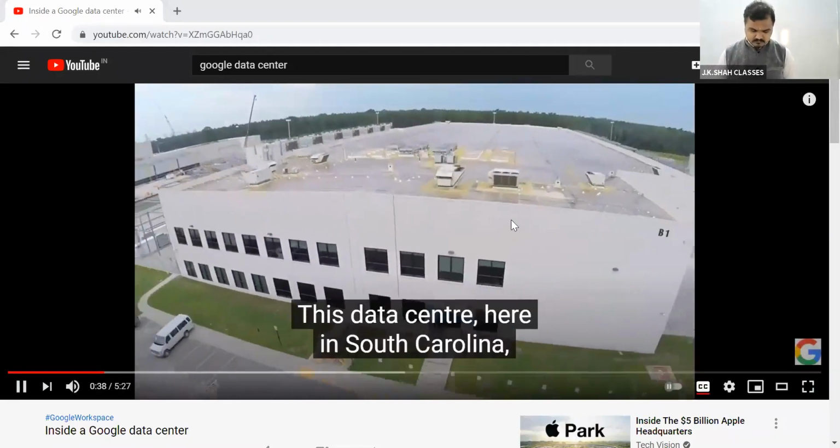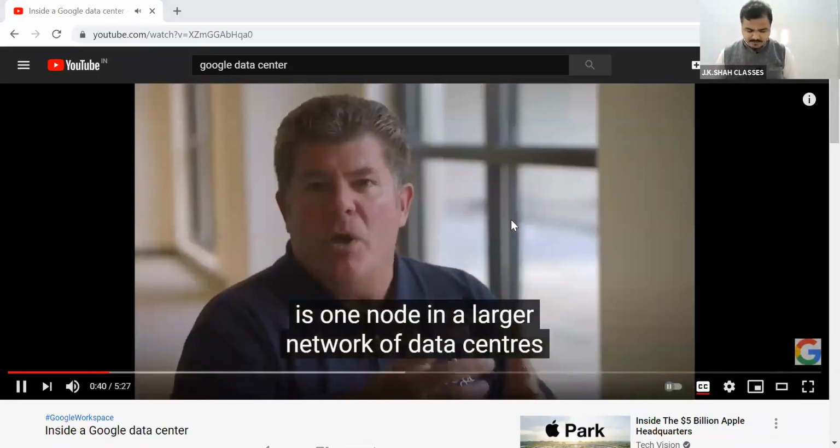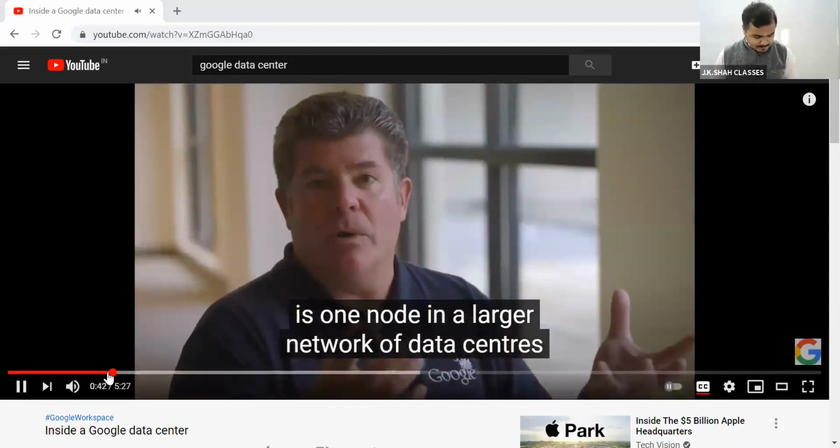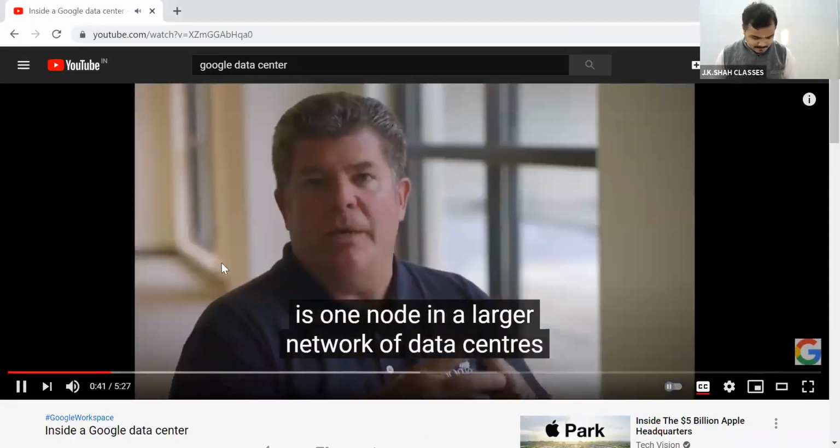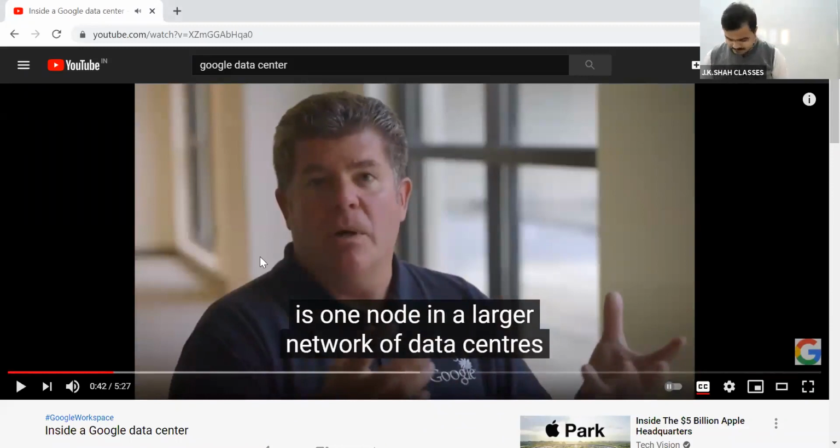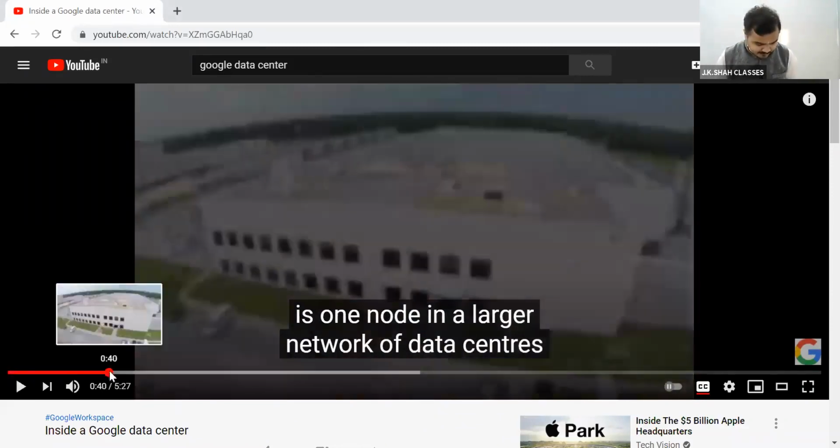This data center here in South Carolina is one node in a larger network. You can people easily understand from here. Okay.